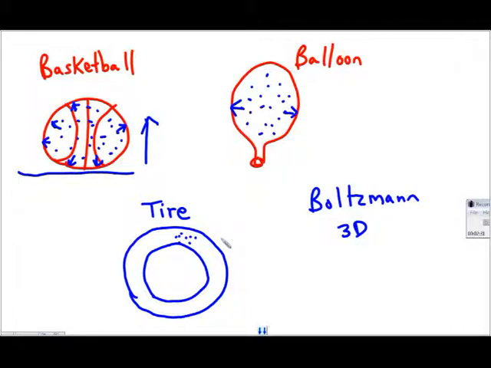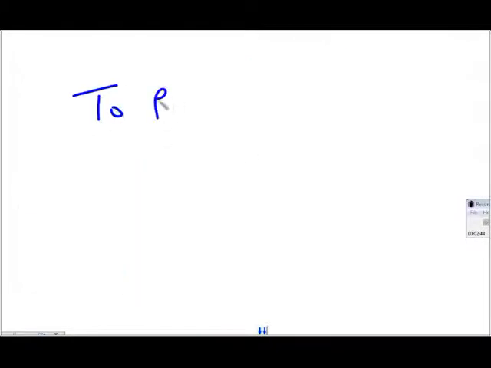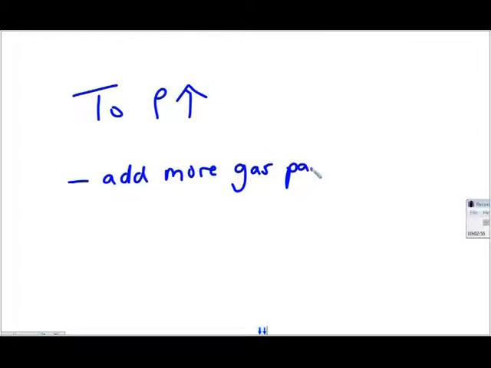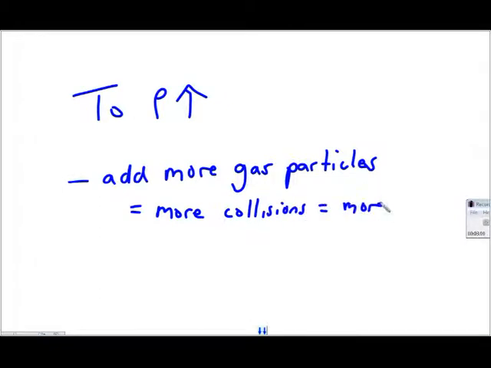And so, well, how do we increase pressure? We already mentioned one of the ways. How do we increase pressure? We can do a couple things here. To increase the pressure, the most convenient option is add more gas particles to our object. If we add more gas particles, at any given moment, there are going to be more collisions. If there are more collisions, there's more pressure. So add more gas molecules, cause more collisions, more pressure.